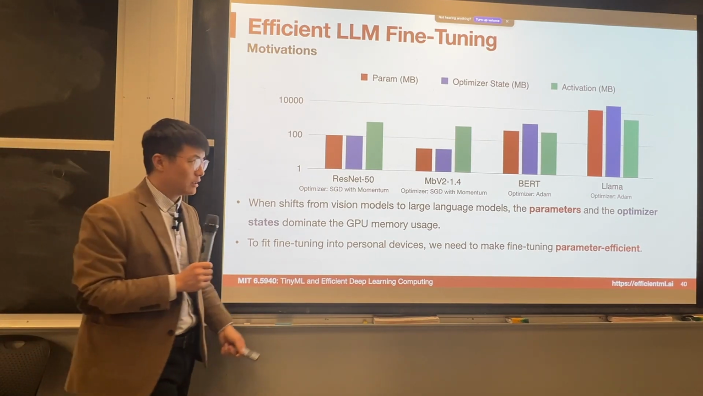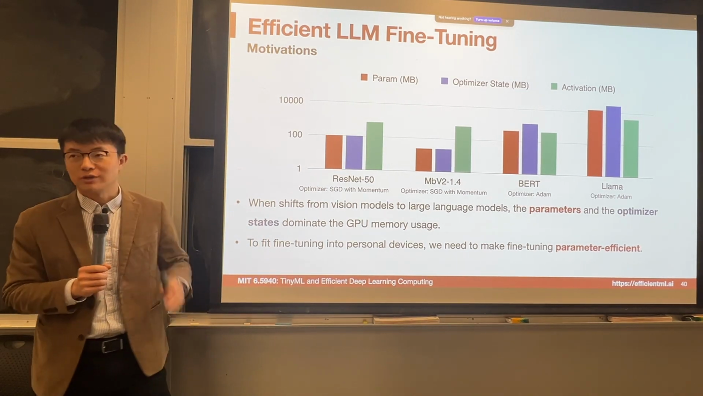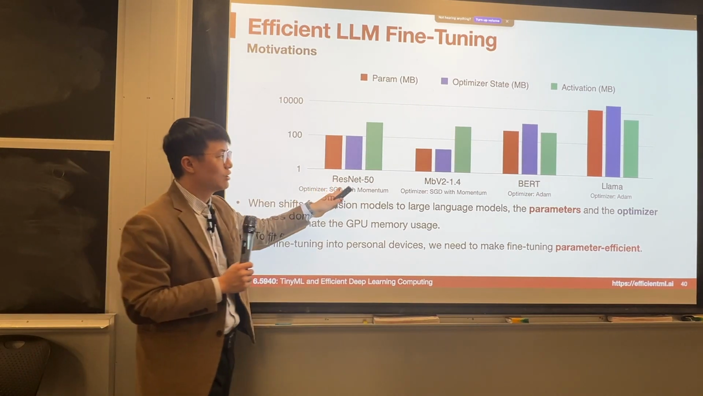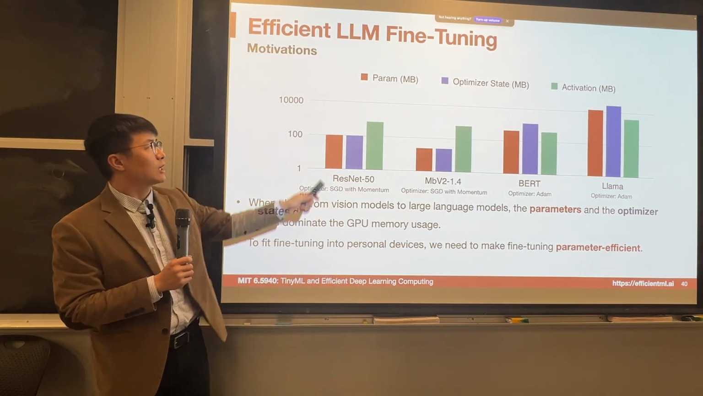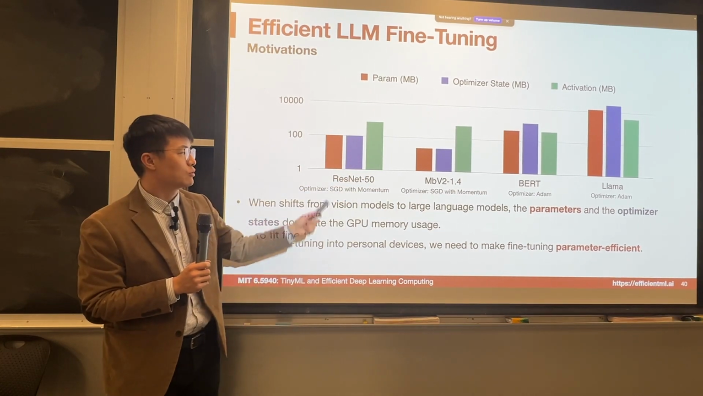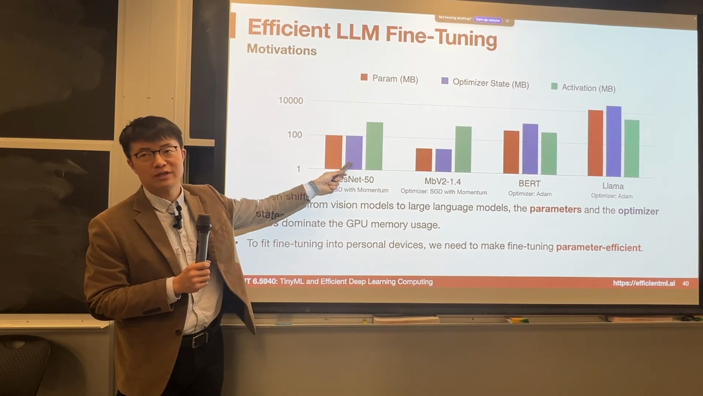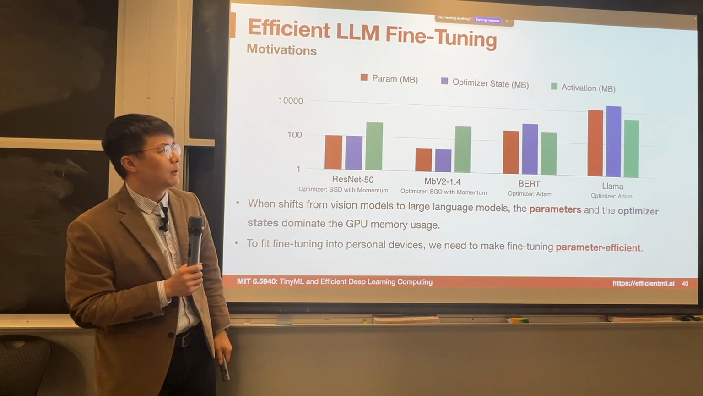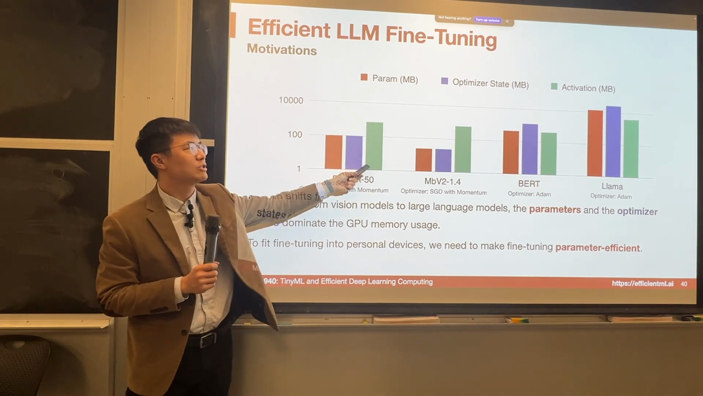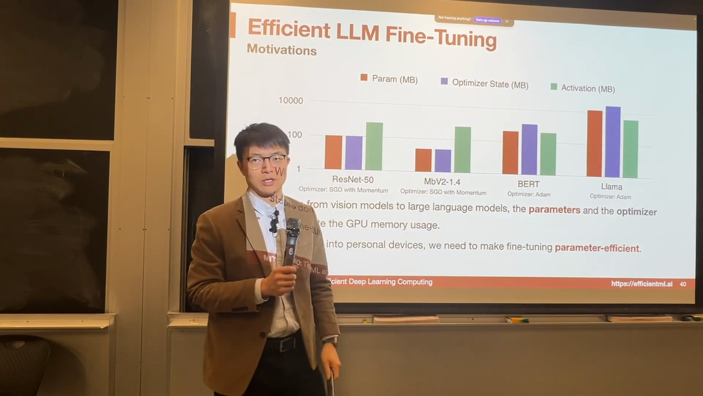So before jumping into that, let's talk about some differences compared with what we learned in the last lecture. In the last lecture, we mostly focused on vision model fine-tuning. In vision models like ResNet-50 or MobileNetV2, you can see the parameters, this is the optimizer state, and this is the activation, assuming they are using SGD with momentum. So we have only one copy of the optimizer state. They are of the same size as the parameters. The activation is much larger. Okay, this is the log scale. The activation is much larger than the weight. Similar for MobileNet.